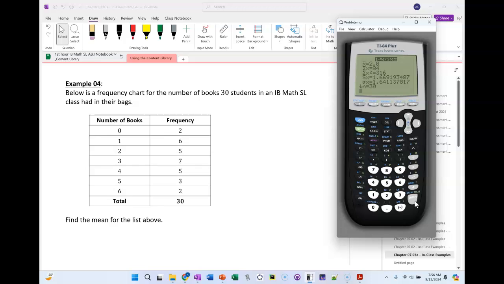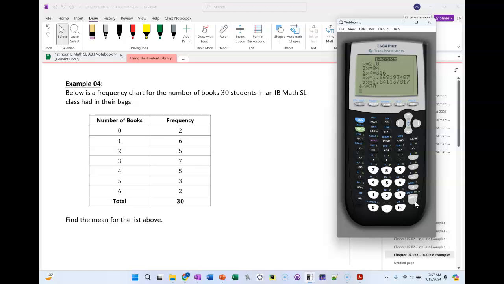I got 2.8. Is it 2 variables? Nope, still 1 variable. What did we do wrong? Yeah, so your second list where the frequencies are, the 2, 6, 5, 7, 5, 3, 2 list, needs to be under the frequency list when you do a 1 variable stat. So you probably did L1 and then L2 as your frequency list. I put all. That's a difference. Oh, no, you gotta clear them both.